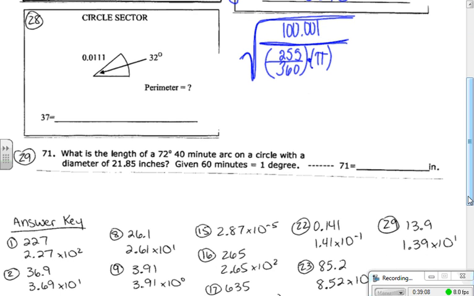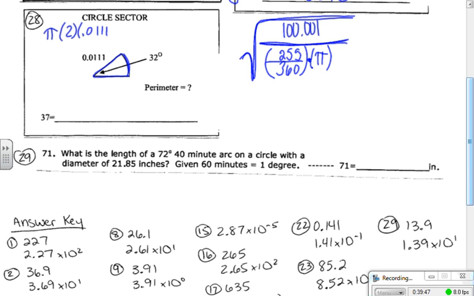Last couple, we have a 32-degree circle sector. We have the radius of 0.0111, and we want to find the perimeter. So our perimeter will be the circumference of this little section, adding 2 radii to it. So circumference is pi times the diameter, which is 2 times our radius, which is 0.0111. But that would be the entire circumference, and we don't want the distance all the way around. We just want to know what the distance is for that little section that we have.